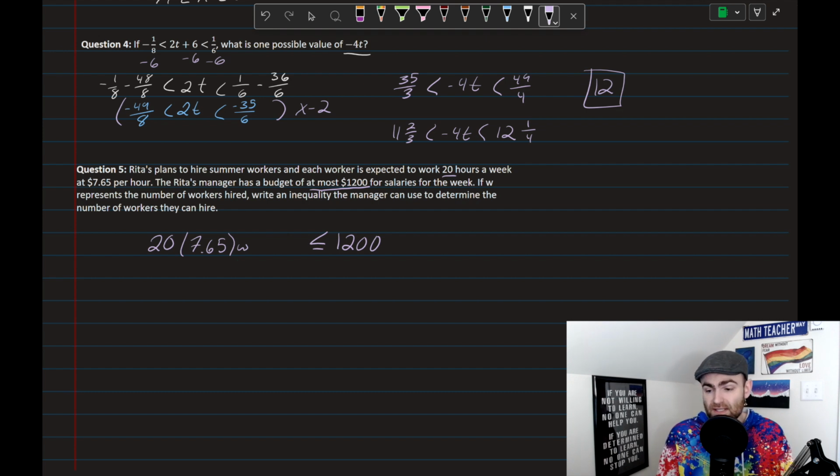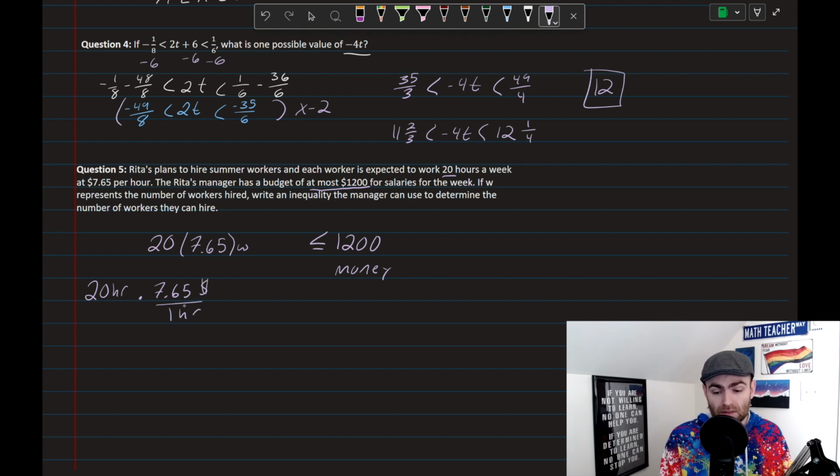Now, how do I know that this works? This is money. And we need to have the same units, just like we needed to with the equations. So let's double check that I have this right. We have 20 hours per 1 week, but this is money per week, so we're good there. The $7.65 is money per 1 hour. Well, hours and money cancel out. And then W is the number of workers you have. But this is all per worker, so that would cancel out with the workers as well.